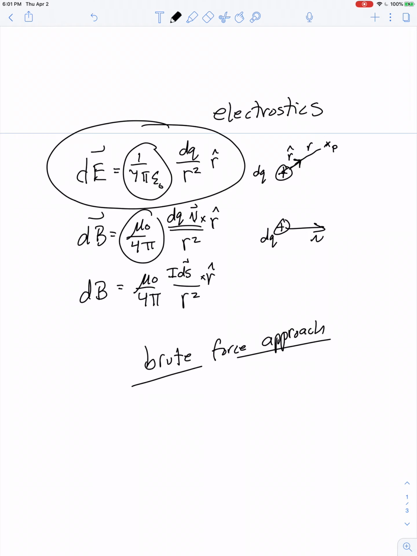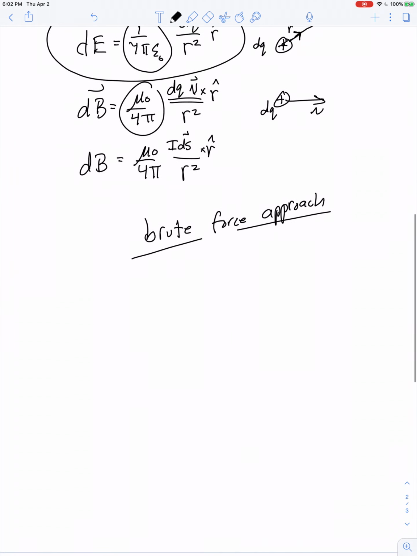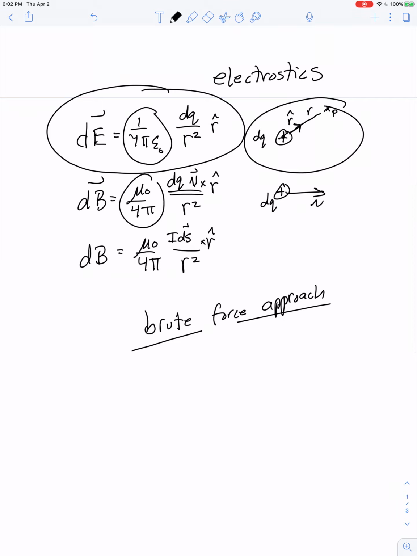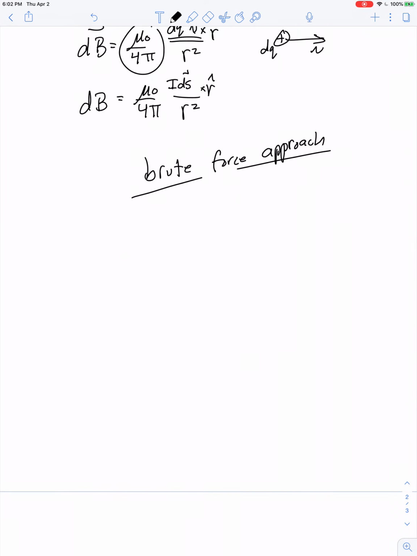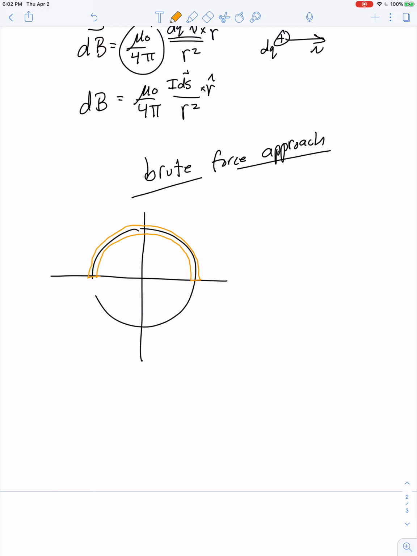So the brute force approach went something like this. Maybe I have not just a single charge that I want to find the electric field for, but I have a distribution of charge. And it could be a distribution of charge in a shape like this. Maybe we've got a charged rod that's been bent into a semicircle. And we want to find what's the overall strength of the electric field at the origin.